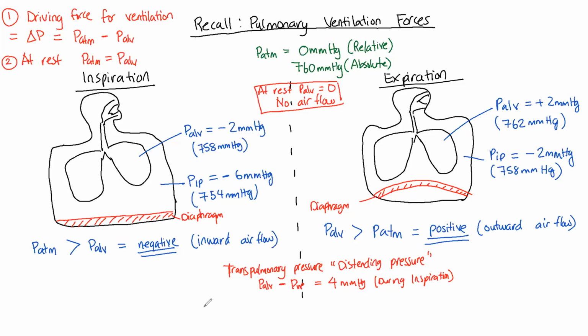Okay, but the important takeaway point is the relationship between the intrapleural pressure and the transpulmonary pressure. If intrapleural pressure decreases, transpulmonary pressure increases. So I'll put that over here. If you have a decrease in intrapleural pressure, that is an increase in transpulmonary pressure. And if we have an increase in intrapleural pressure, that is a decrease in transpulmonary pressure.